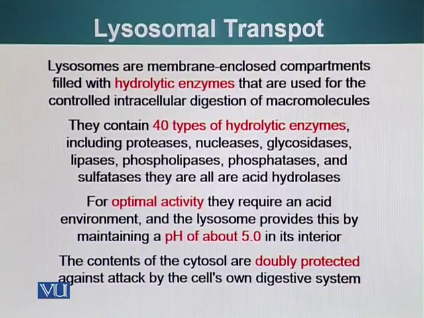The contents of cytosol are doubly protected because we have seen how these lysosomal proteins, at the early stages of their synthesis, are captured and cellular systems ensure that they never enter cytosol. They're injected directly in the lumen of endoplasmic reticulum. These proteins are inactive there because in order for these enzymes to be active, the optimal pH is 5.